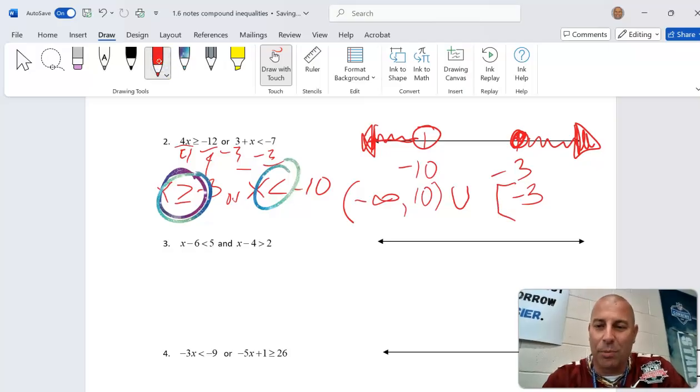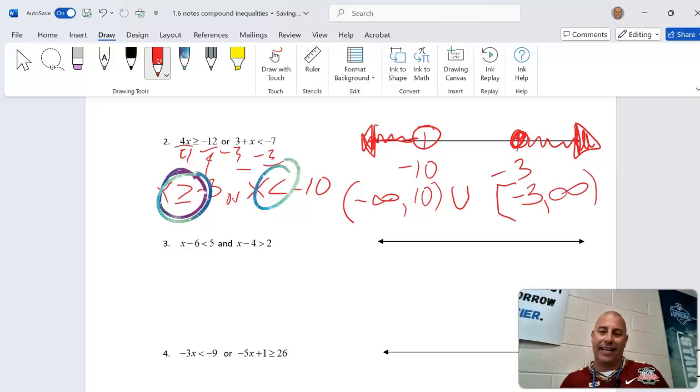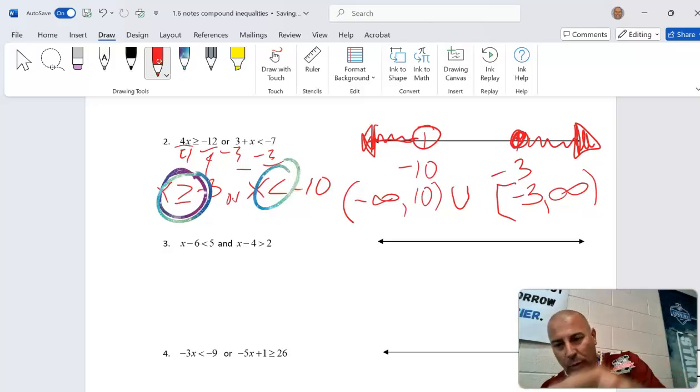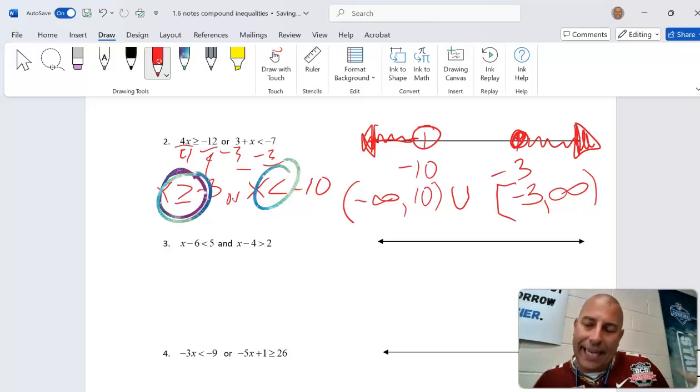We're going to change it to a bracket here because of that shaded in circle, and we're going out to infinity. I can't land on it. So that's your whole answer. Again, we've got our inequalities, we've got our graph, and then we also have our interval notation. Let's go to problem number 3 because it separates them, but it's also an and statement this time.